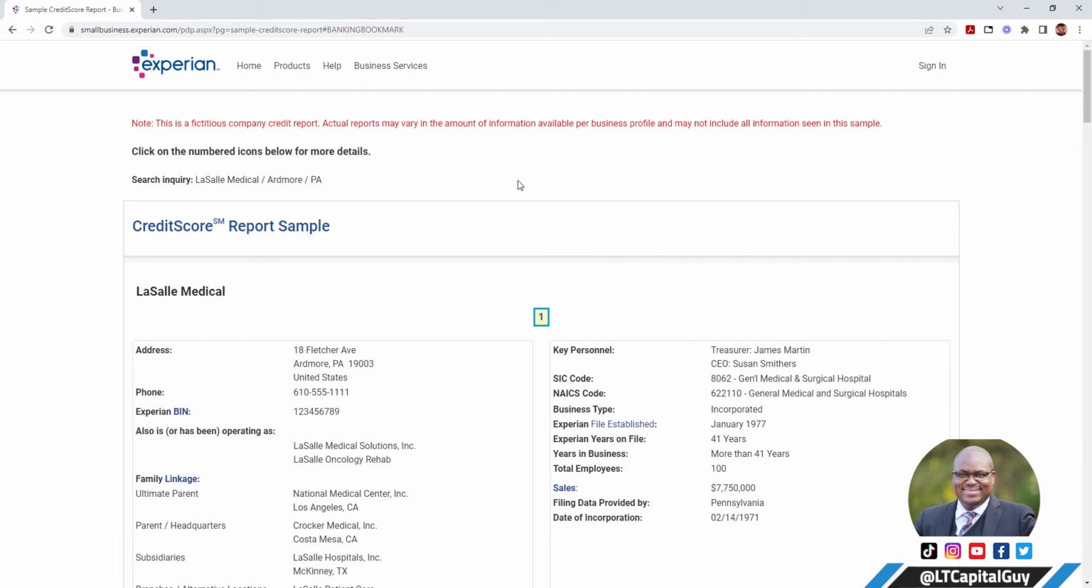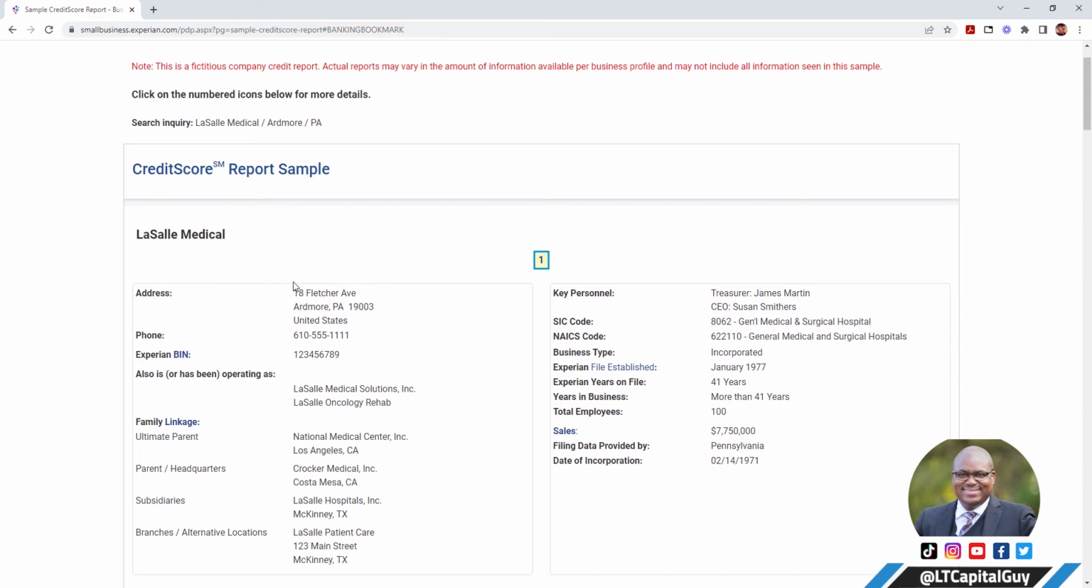And what I want to do is go through and go over some of the detail in the report. So the sample company here is LaSalle Medical. Here, you can also see they're in Ardmore, Pennsylvania. And in this credit report for this fictitious company, we'll start to see data on that company.